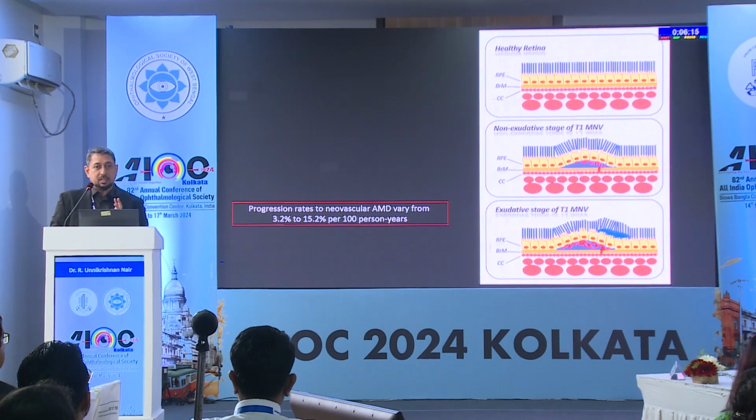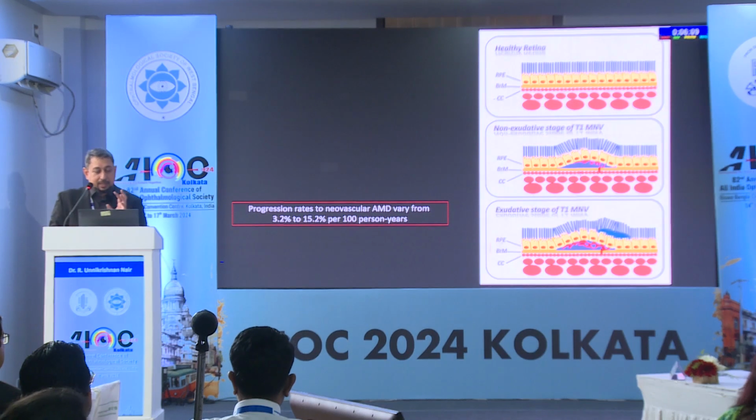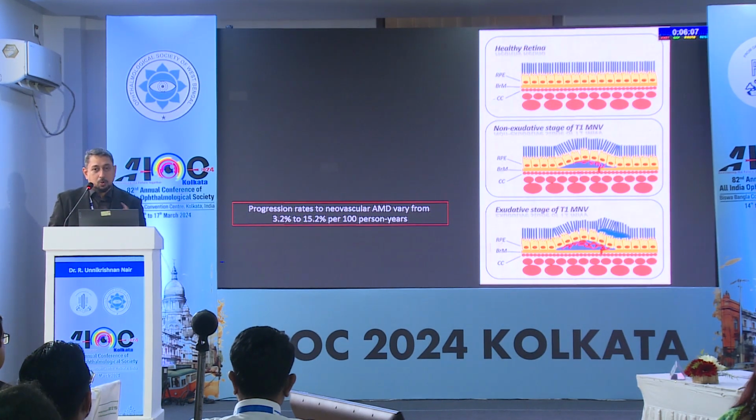A non-exudative CNVM is a type 1 growing laterally, not invading the RPE, in a potential space, and that's how it doesn't exude. What is important is the last line: up to 15% can convert to an active CNVM in the next 1 year. So that is the importance of diagnosing a non-exudative CNVM.